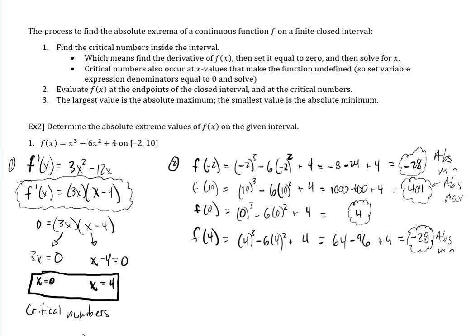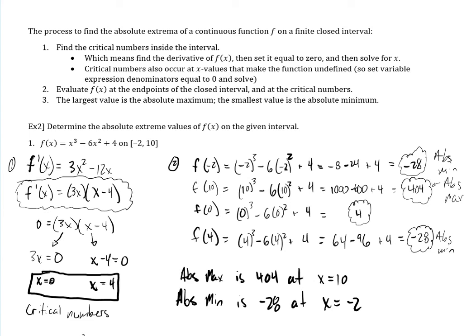So the absolute extreme values. All right, so let's list our maximum first. So the 404 is the absolute maximum. So we have absolute max is 404 at the x value that we plugged in, at x equals 10. And then we have the absolute minimum is the negative 28 at x equals negative 2 and positive 4. So we just list them both out just like that.